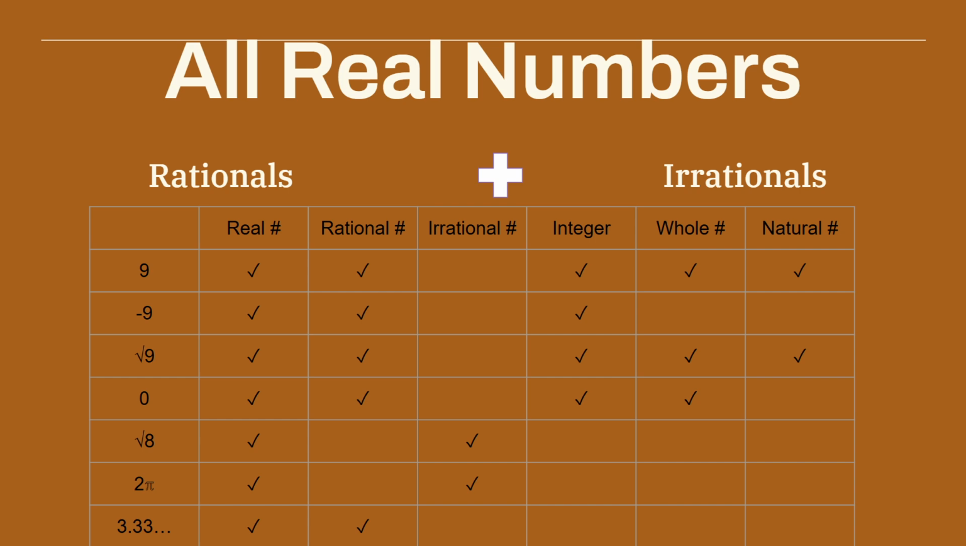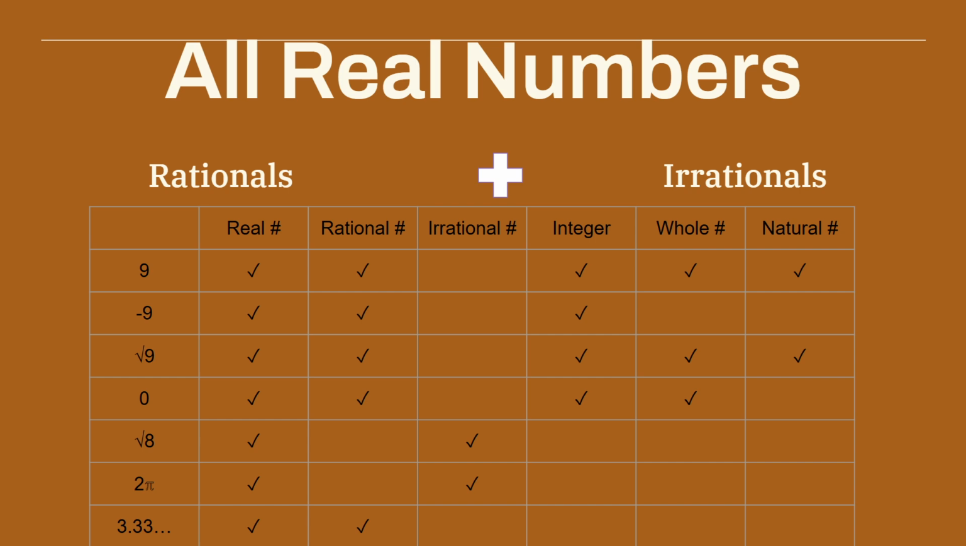Now the square root of 9 is a perfect square, so that'll simplify to a 3. So we're really talking about 3. 3 is rational, because you can say that's 3 over 1. It's an integer. Integers are those numbers 0, 1, 2, 3, so it's there. It's also a whole number, because whole numbers start with 0, 1, 2, 3, and keep going, so it's in there. And natural numbers, because you have 1, 2, 3, it's there as well.